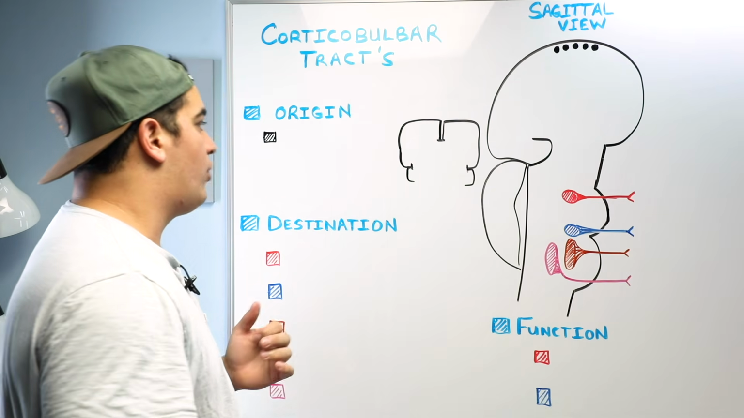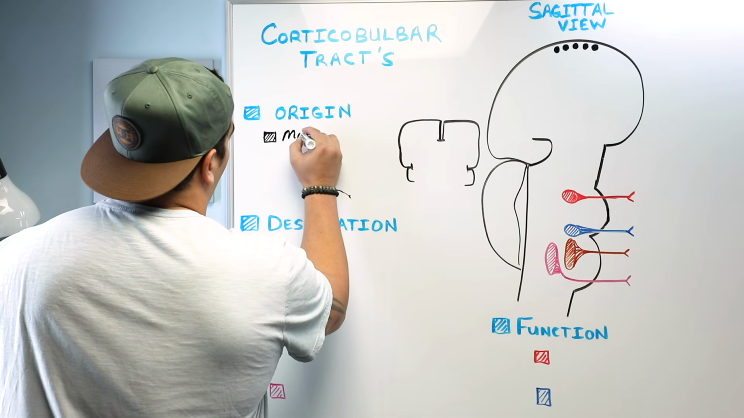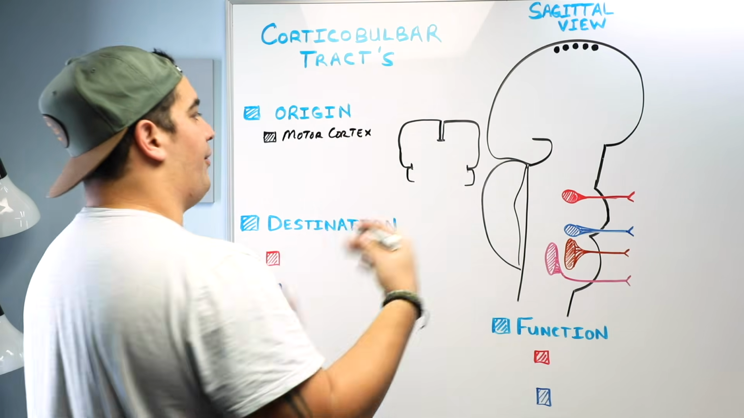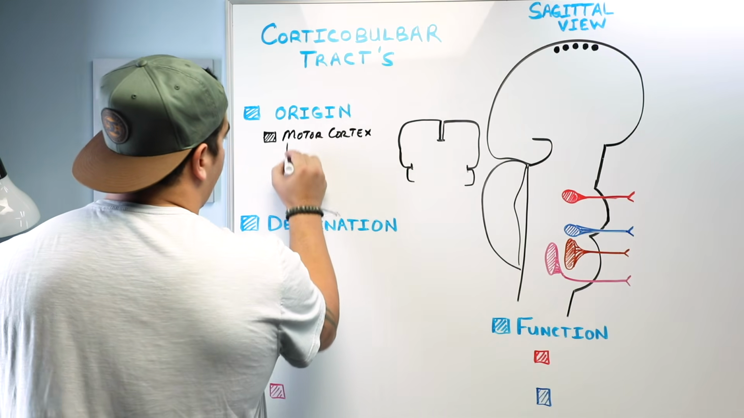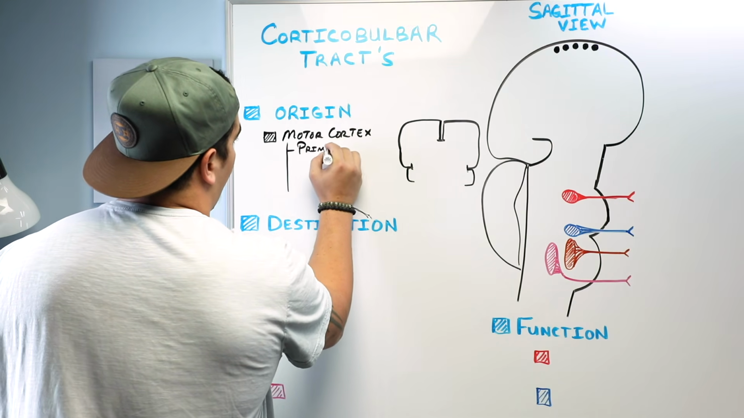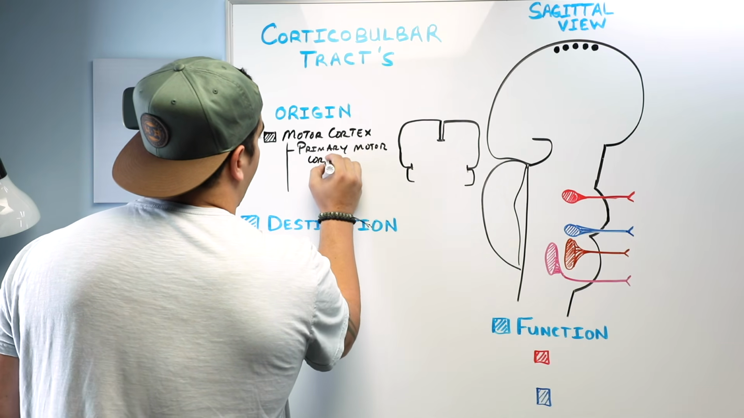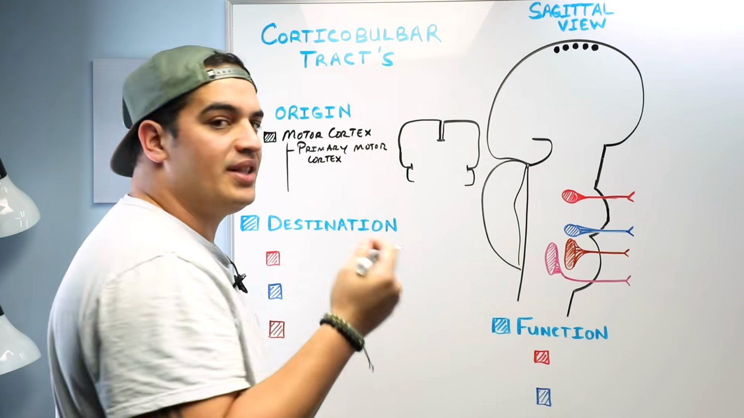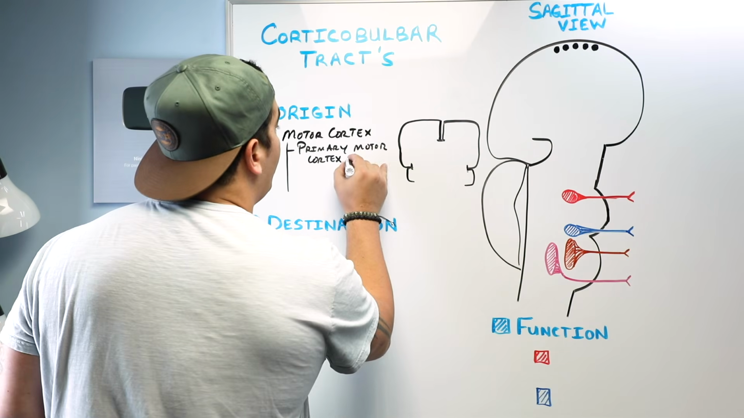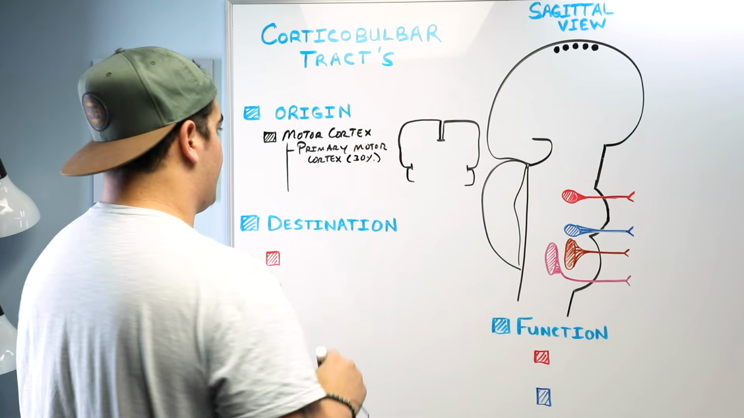What is the origin of the corticobulbar tract? Where does it begin? And that is your motor cortex, right? Now the motor cortex is made up of a bunch of different areas, right? One of those is your primary motor cortex. Do you guys know where the primary motor cortex is? It's on your precentral gyrus. This contributes about 30% into your corticobulbar tracts.